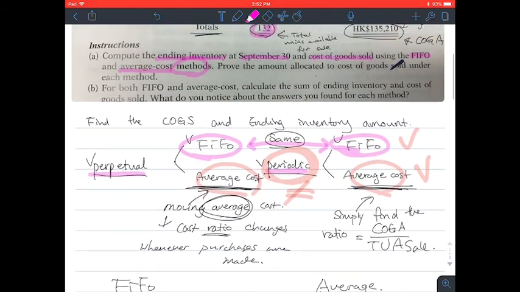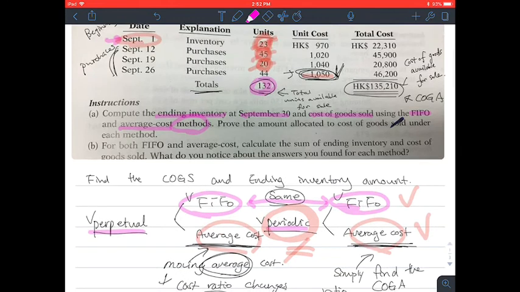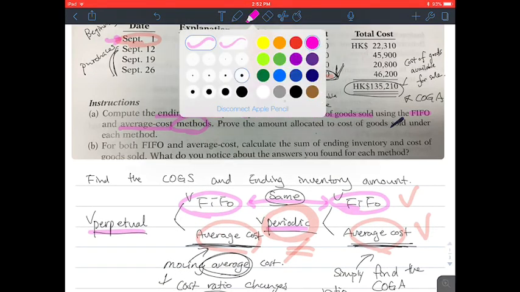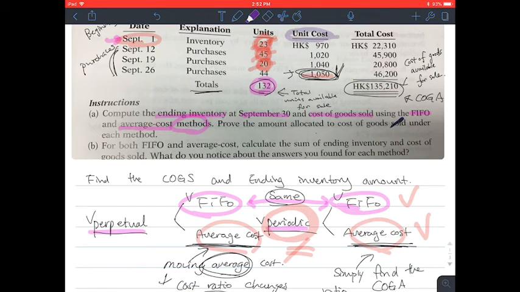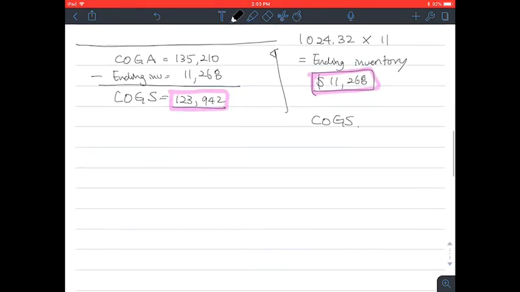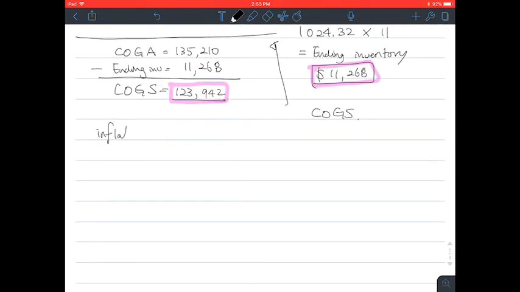Okay, and you see here the unit cost is increasing over time, right? In the beginning, the cost was $970. The next purchase was made at $1,020. The next at $1,040, and the last purchase was made at $1,050. So the cost is increasing. That means it is inflation. Okay, this is an inflation period.